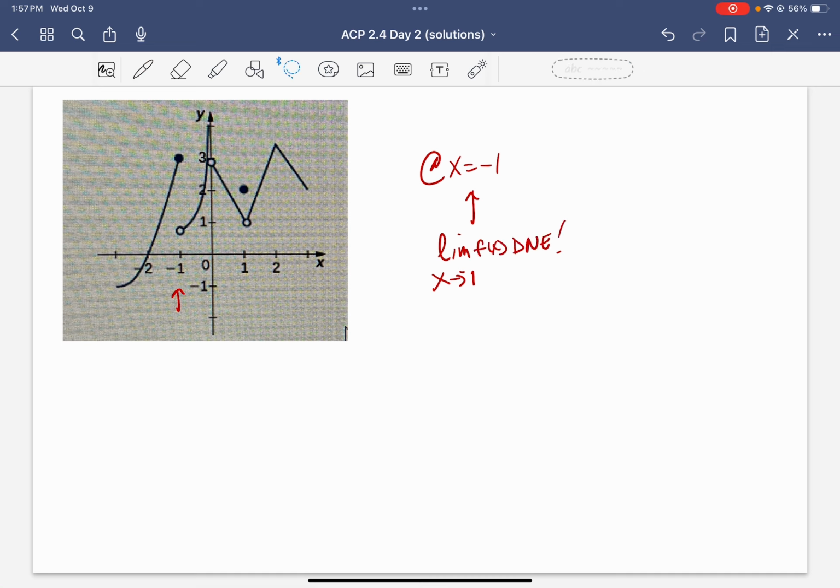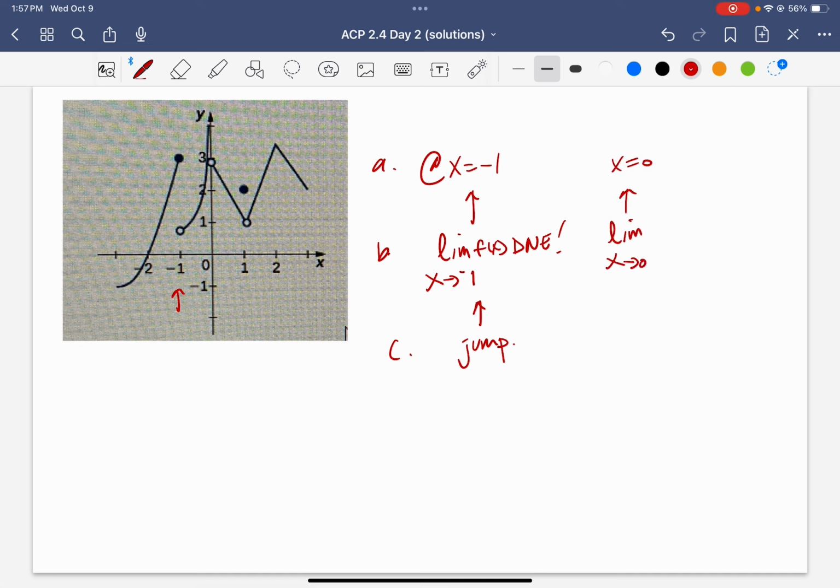So it's part A, B, and C. I think we also have one at x is equal to 0. In this case, the limit as x goes to 0 from the left of f of x is infinite. So this is an infinite discontinuity.